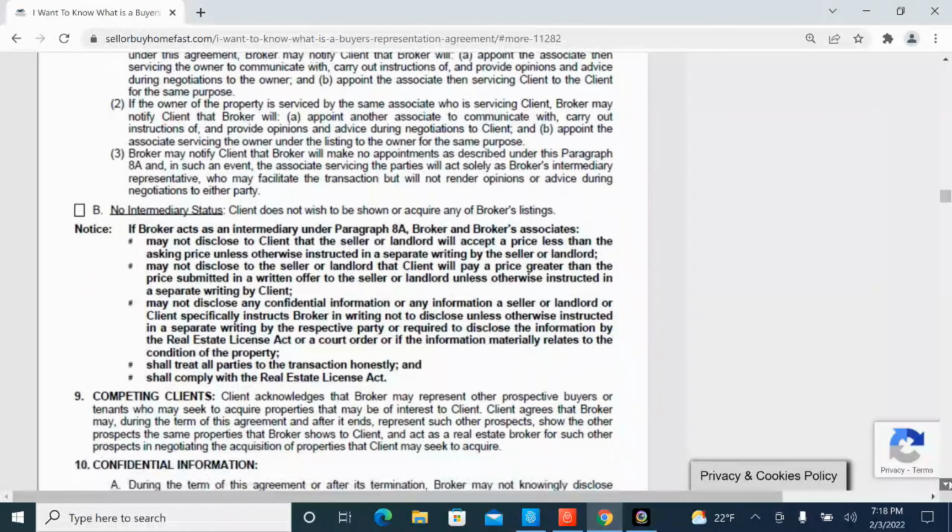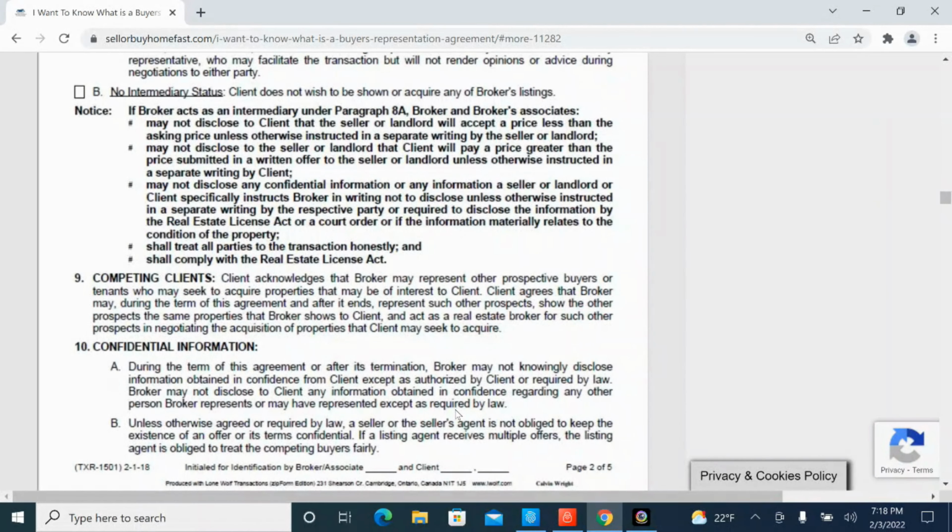Number 9 is talking about competing clients, where you are acknowledging that the broker may represent other prospective buyers or other tenants who may seek to acquire properties that may be of interest to the client. So the client agrees that the broker may, during the terms of this agreement and after it ends, represent such other prospects. So you're saying that you're okay with that particular agent having other clients or prospects that they represent.